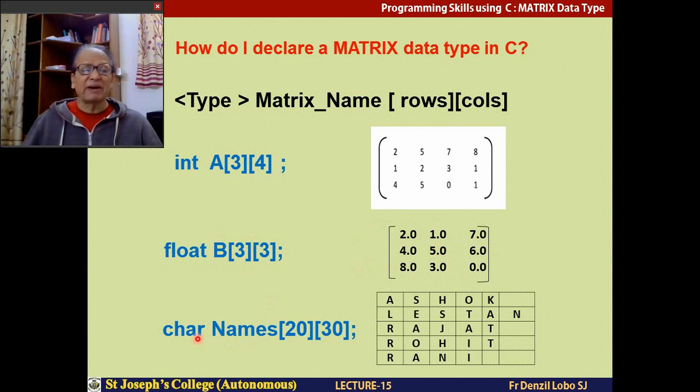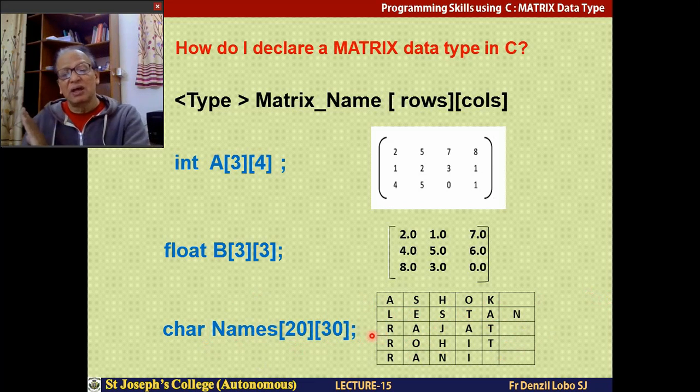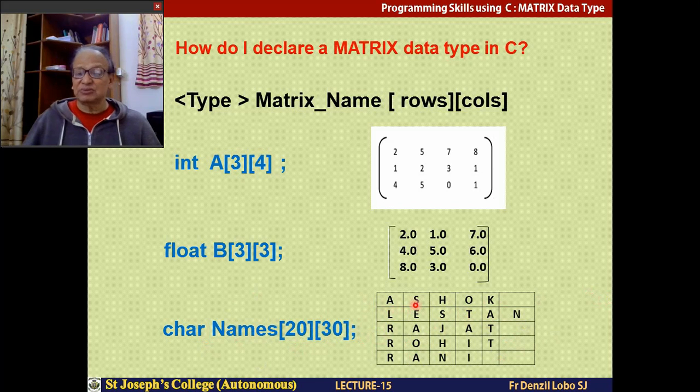I could also have a character matrix. We have already used name[30]. When you say name square brackets 30, it is just one list into which one name could be inserted. But here I have a character matrix of 20 rows and 30 columns. That means you can insert 20 names of at most 30 characters each, such as Ashok, Leston, Rajat and Rani, etc. So these are the names which are inserted into a character matrix. These are some examples of matrices.